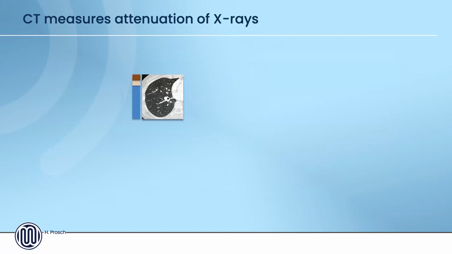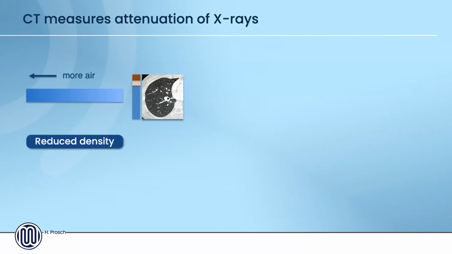And if there is a destruction of lung parenchyma, meaning there's more air, then we talk about a reduced lung density. And this is an example here. I will not go much into detail here, but that's emphysema. If you look closely here, this is getting very, very dark as compared to the surrounding lung parenchyma. This is due to the fact that there's a destruction of lung parenchyma, thus less lung parenchyma and more air.